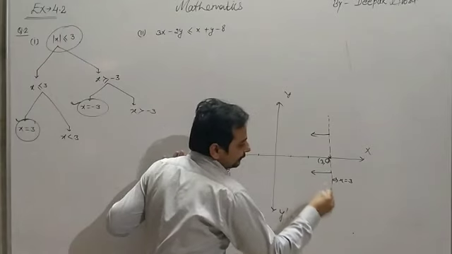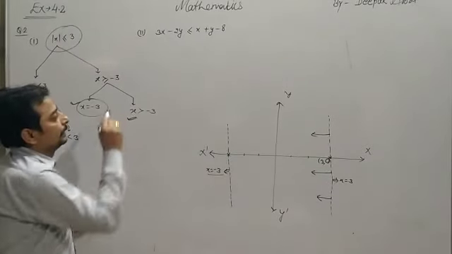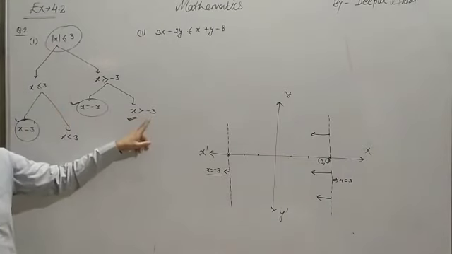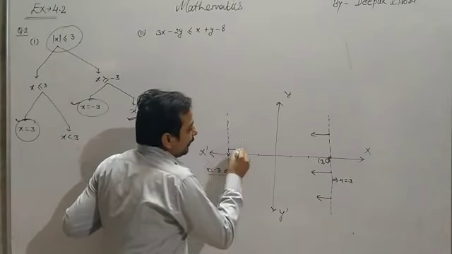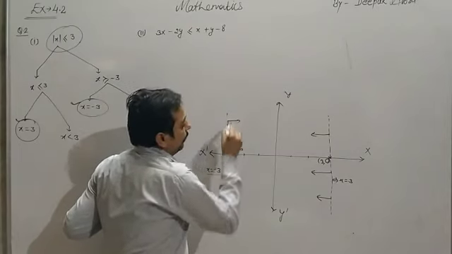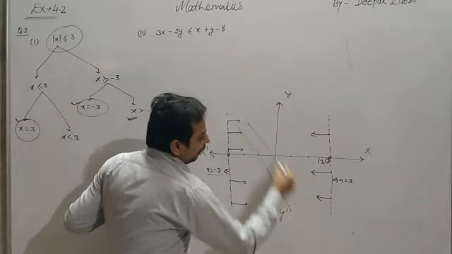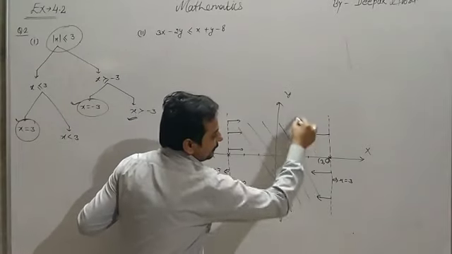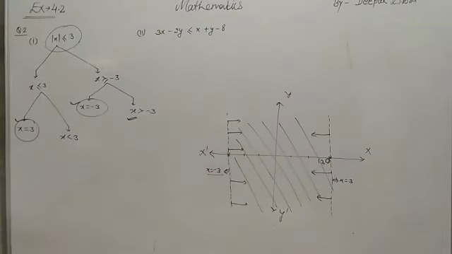Now when x is less than 3, the side is toward the origin. And when x is greater than minus 3, the value is on the right side, toward the origin. That whole area is shaded for mod of x less than or equal to 3.